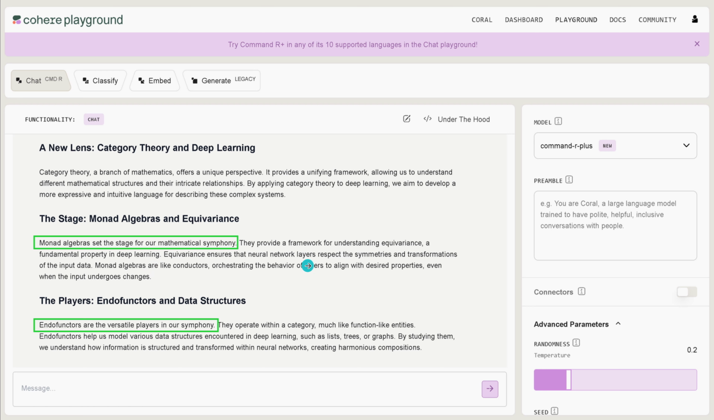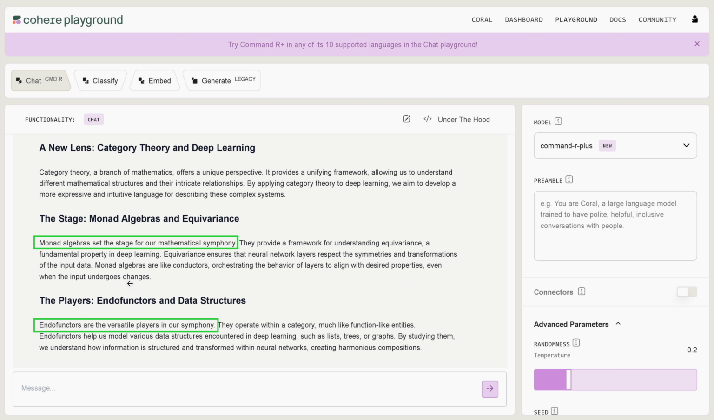Equivariance ensures that the neural network layers respect the symmetry and transformation of the input data. So Monad algebras are like conductors, orchestrating here the behavior of the layers to align with the desired properties, even if the input undergoes some change.